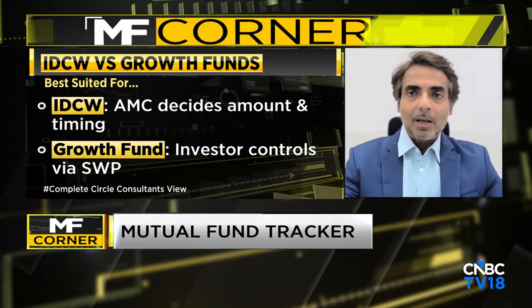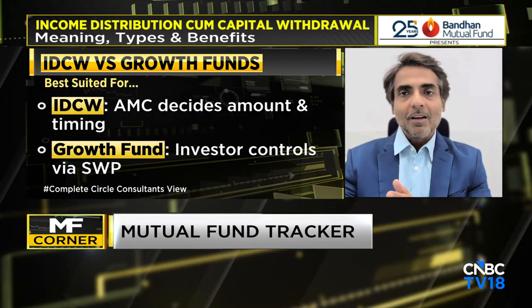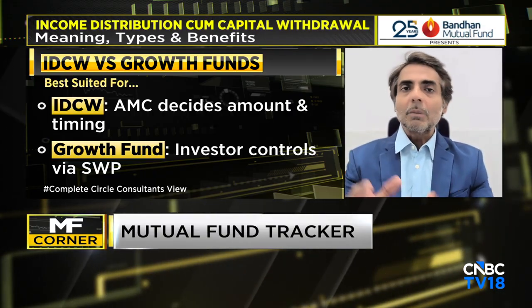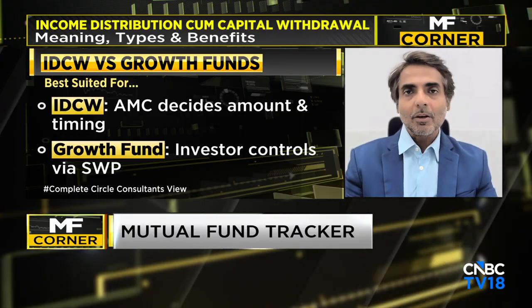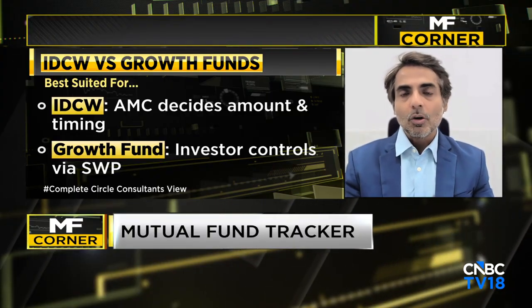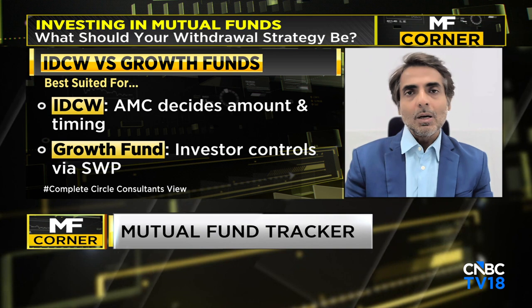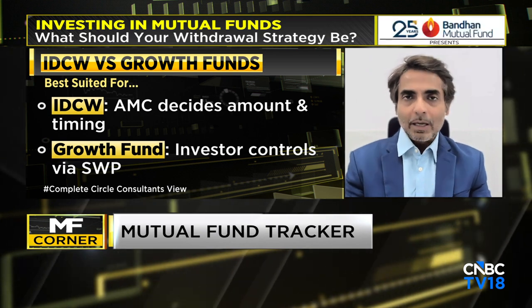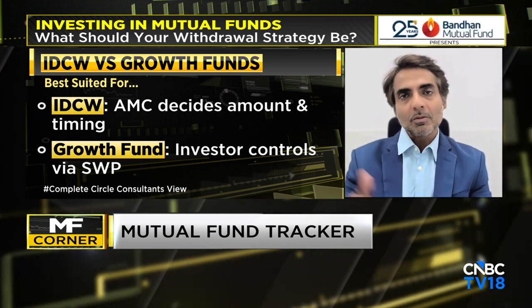Now, someone who's looking at a growth option is actually looking at a compounding machine for their investments. Because every time you keep on withdrawing from IDCW, it's your profit pool which is getting withdrawn. But when you go with the growth option, and if you don't need the funds, it compounds much, much faster.